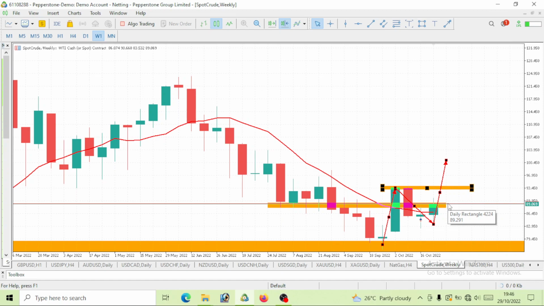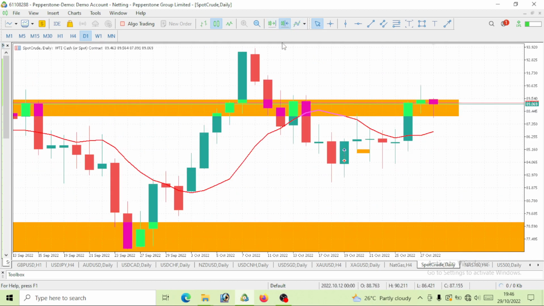Secondly, we can see that this price is above our moving average, and we will still aim to go bullish. So on the weekly time frame, we are still expecting a bullish move, though we don't know how it will play out, but we are expecting a bullish move on our WTI crude oil. Now let's see what this daily time frame says, by the way.